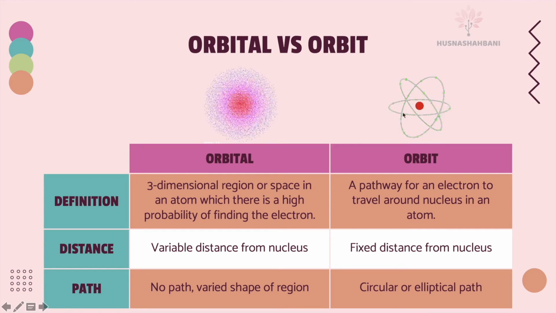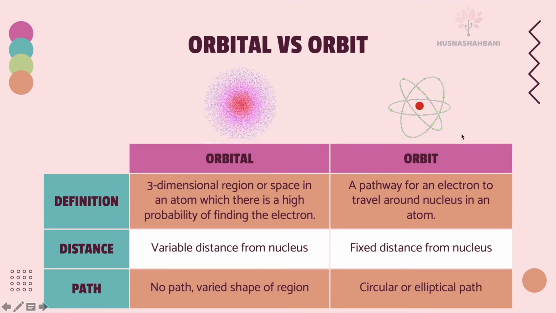This is the example of orbit: fixed pathway. This is the example of orbital: three-dimensional region, no fixed path. The distance, variable distance from the nucleus. The orbital distance is variable, but orbit has a fixed distance from the nucleus.